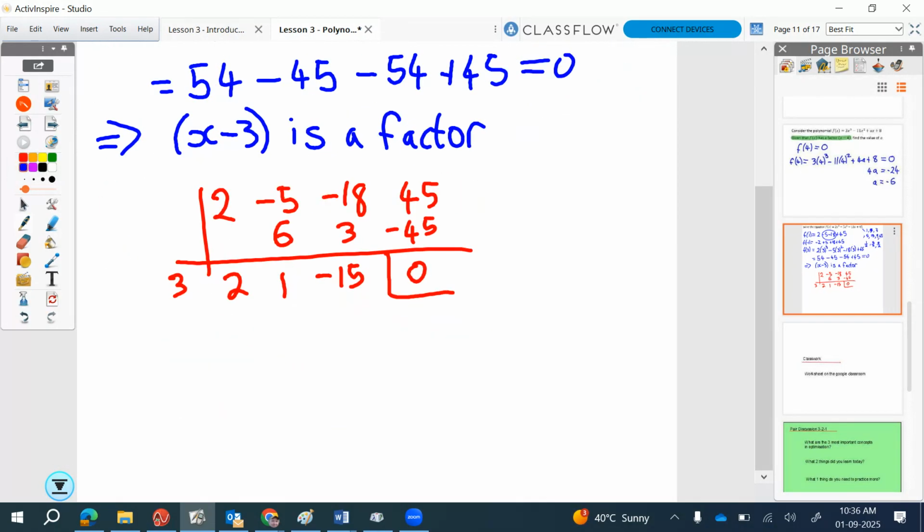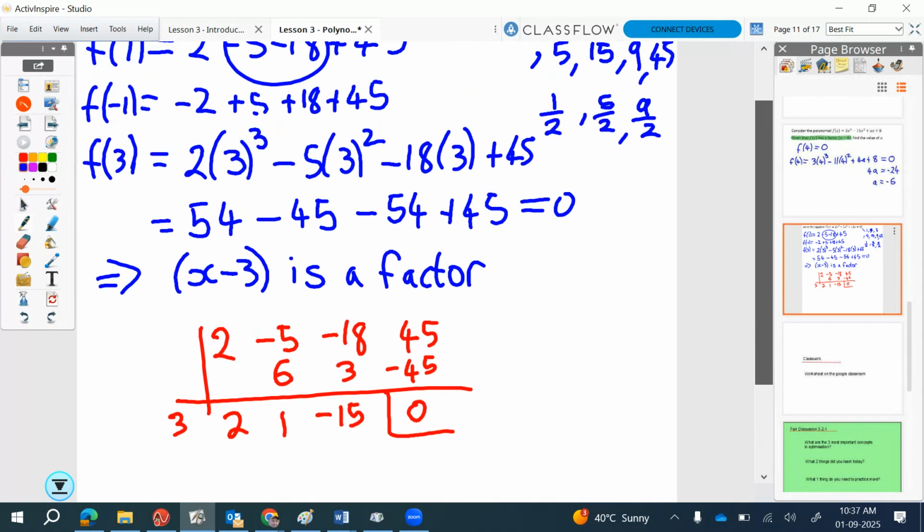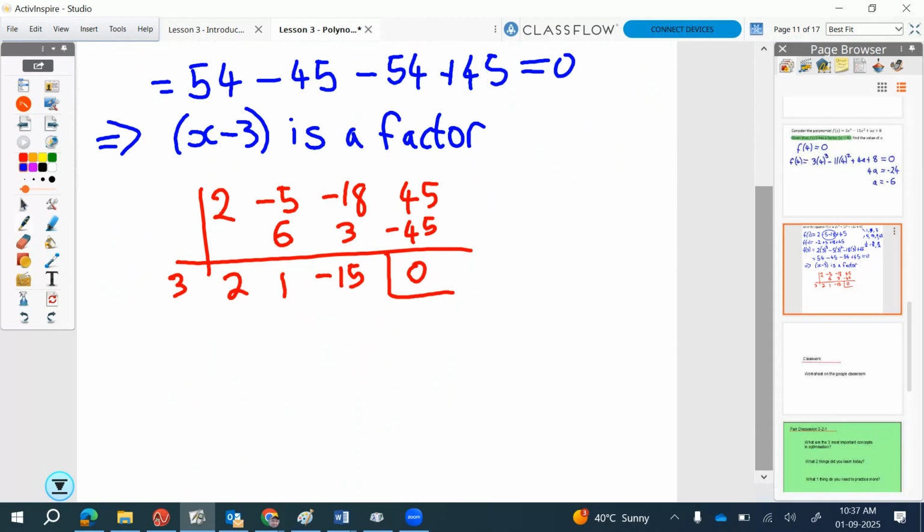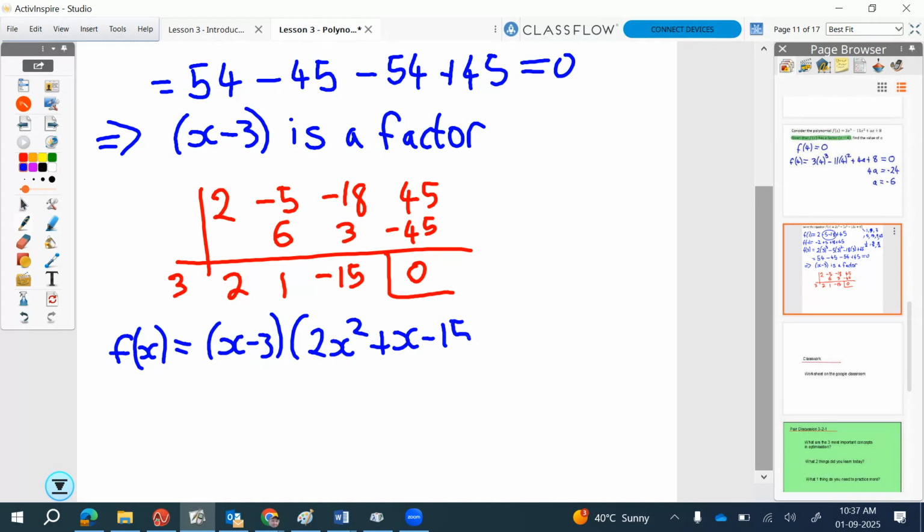So this gives us the polynomial now in factored form. We know that f of x is equal to x minus 3 bracket 2x squared plus x minus 15. Can we factor that quadratic? Yes. Have a go at factoring that quadratic, and then we'll have our solutions to the equation.